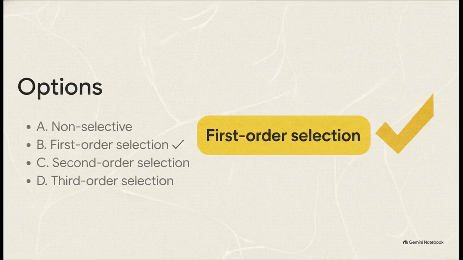All right, the suspense is over. Let's look back at our full list of options. The correct answer is option B. First-order selection is the absolute winner here. If you guessed B, excellent job.